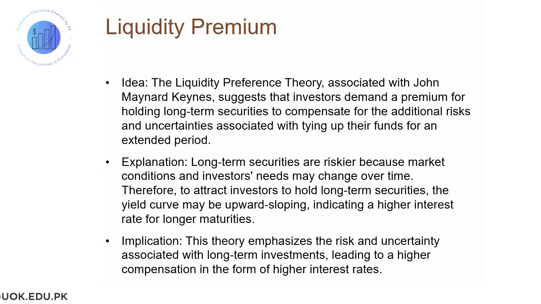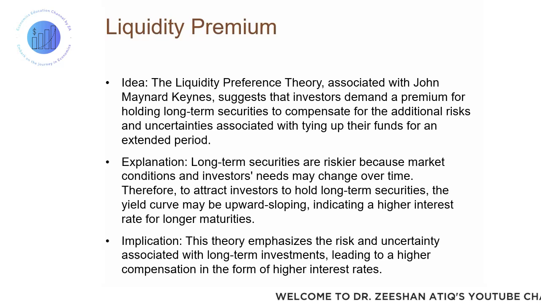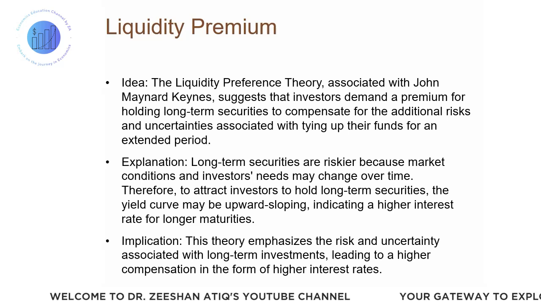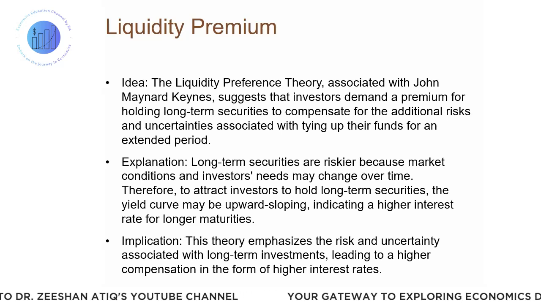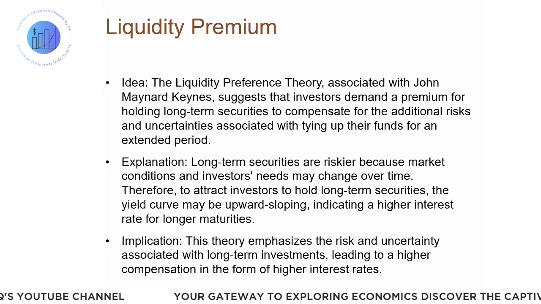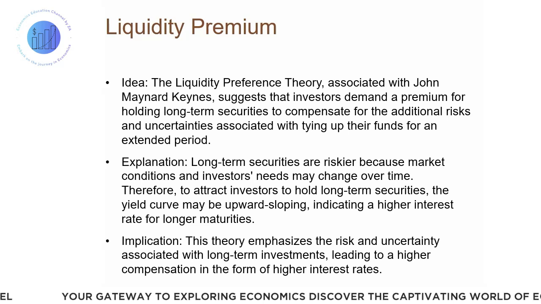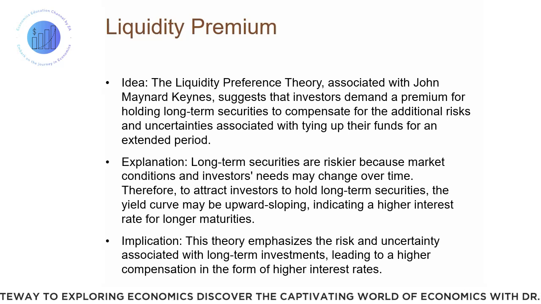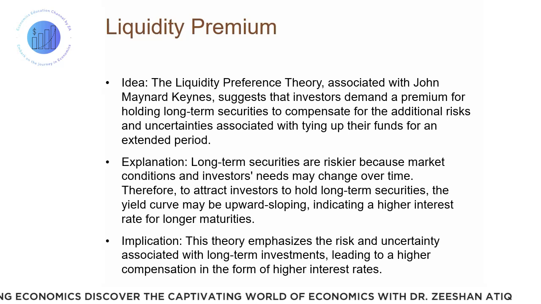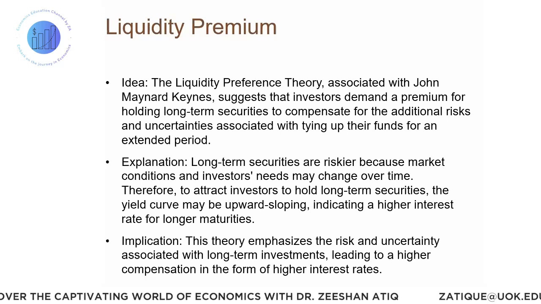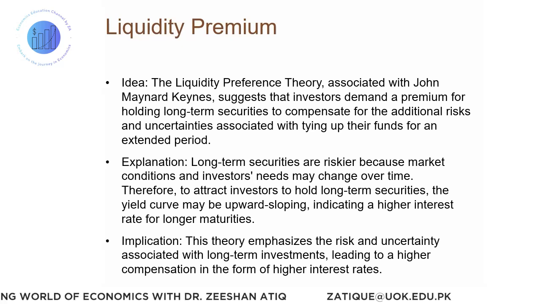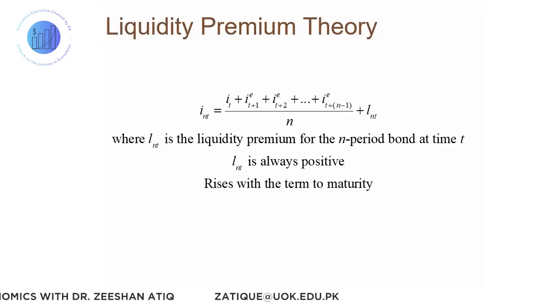Okay, so what is the explanation of it? Long-term securities are riskier, because market conditions and investors' needs may change over time. So if you want to attract people to hold long-term securities, the yield curve may be upward sloping, because you will have to give them the liquidity premium if they want to hold your investments for the longer period of time. Now, what is the implication? This story emphasizes the risk and uncertainty associated with long-term investments, leading to higher compensation in the form of higher interest rates. So it may lead to a positively sloped curve.